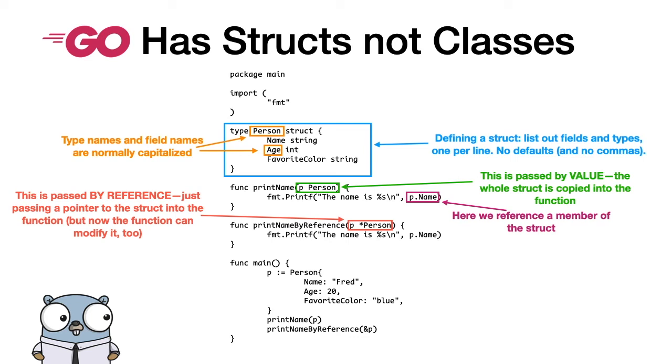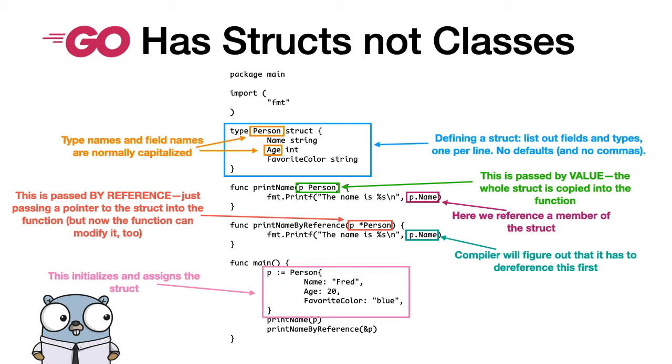But notice that even though we're passing a pointer to person, the compiler can still figure out that if we do p.name, I really wanted to dereference the pointer and then do .name. So the compiler is smart enough to figure that out. To initialize a value with that structure, we can do it like this: p colon equals person, open brace, and the fields.